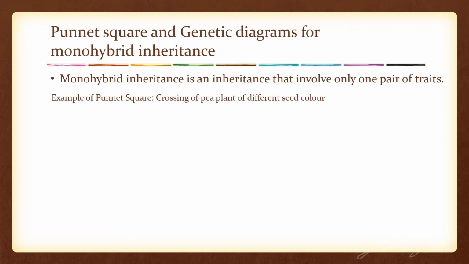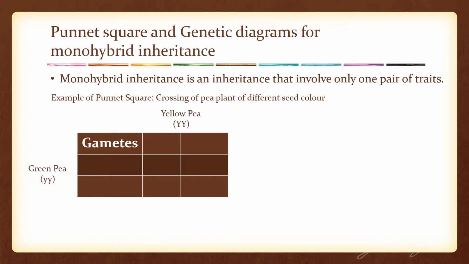So let's start with learning how to draw a Punnett square, using the example of the pea color that we have just learned. So a Punnett square will be a table that is like this. We have one parent on top and one parent on the side. So the yellow color pea will produce the Y and Y alleles in the gametes. So this Y comes from this and this Y comes from this. For the green color pea, they will have the small letter y and small letter y.